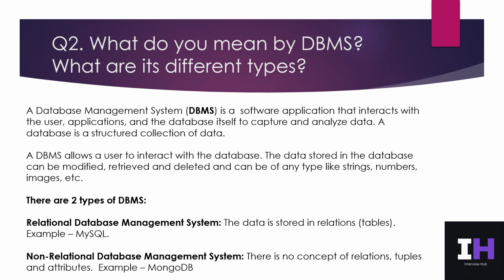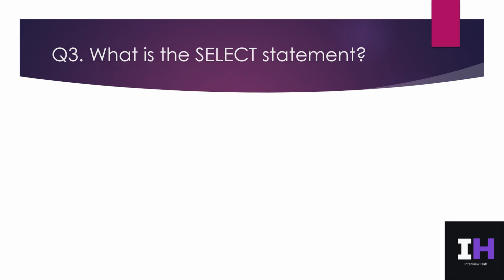Relational Database Management System. The data is stored in relations, tables. Example: MySQL. Non-relational Database Management System. There is no concept of relations, tuples, and attributes. Example: MongoDB. Q3. What is the select statement?